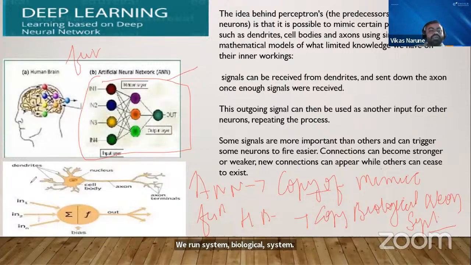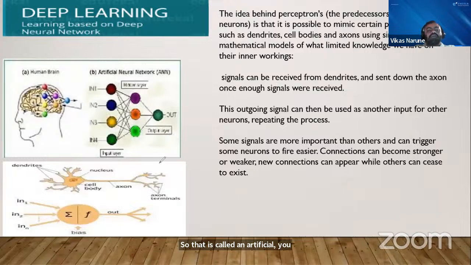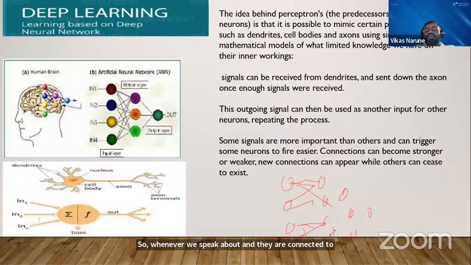Okay. So this artificial neural network, I am sure you guys have seen this kind of circle diagram, always. And they are connected to each other. They are connected to each other. And this kind of circle diagram is what is called an artificial neural network, guys.